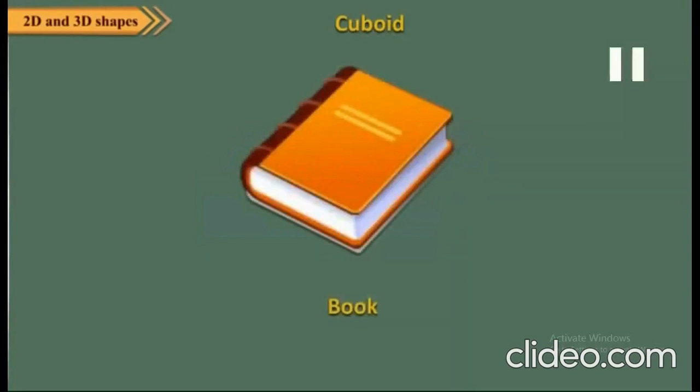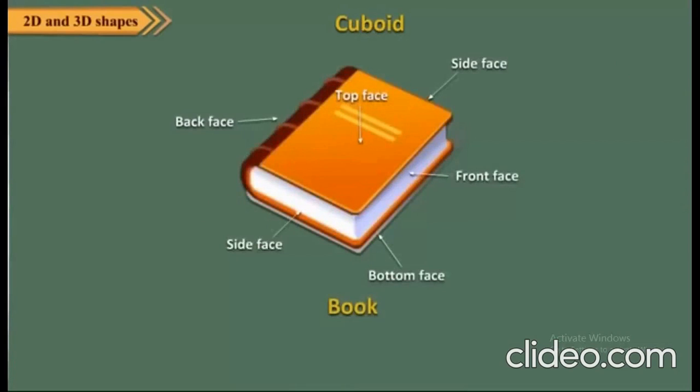For example, book. Book is a cuboid. It has 6 faces: front, bottom face, side face, back face, top face and again side face. So book is an example of cuboid. There are 6 faces and by touching you can find there are 8 corners.